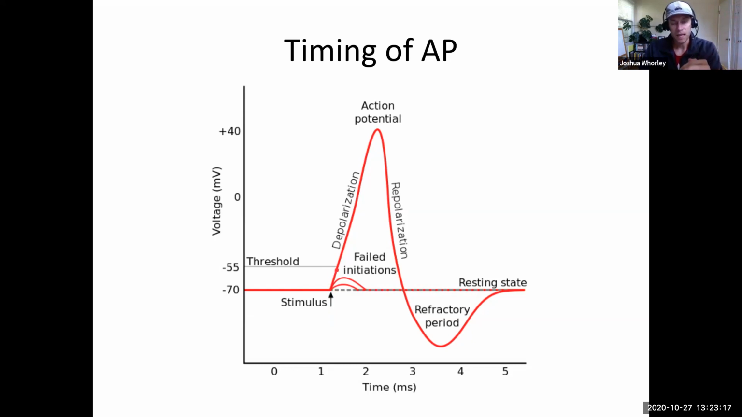If that happens quickly enough, and enough of it comes in to get to, like, -55 millivolts. Remember I said that these channels are low voltage gated channels. At about -55 millivolts, that's when all the voltage gated sodium channels pop open fast. And the voltage gated potassium channels start to do their leisurely opening, right?